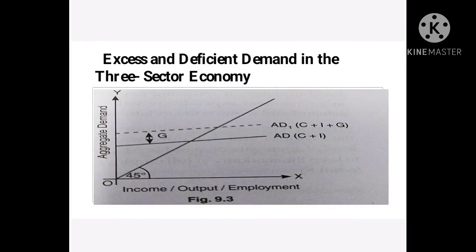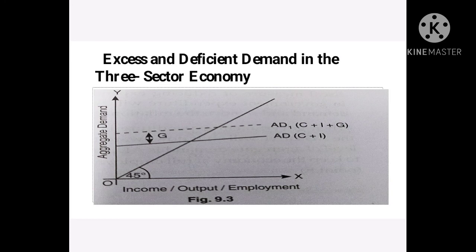Now the next is excess and deficit demand in the three sector economy. The three sectors of the economy include households, firms and government. The formula of aggregate demand is equal to consumption plus investment plus government expenditure.